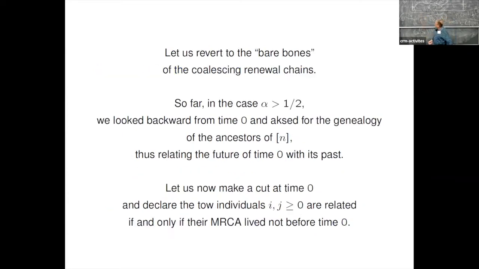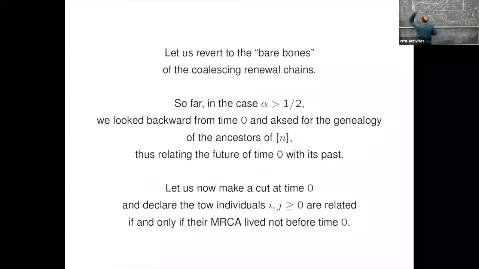Now let's revert to the bare bones of the coalescing renewal chains, not Bessel random walks, but coalescing renewal chains. So far, we looked at the backward thing, right? We had these immigrants, and we asked, how long does it take until they come down to 1? But now let's do a cut, because actually that's also related to the seed bank story, right? Here it's coming from the seed bank philosophy, and Adrian González Casanova, for instance, is eager to see something like a fractional Wright-Fisher diffusion, right? Something like this. And we are far away from this, but we can, of course, play like this.